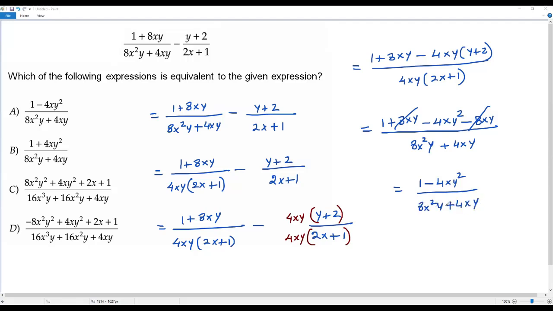Okay, now I have completely simplified the subtraction of the two fractions. So now we have to check the answer choices where we get this expression exactly. I think in answer choice A, we get this: 1 negative 4xy squared over 8x square y positive 4xy. So this is the expression which is equivalent to the given one. So the correct answer choice for this question is option A.